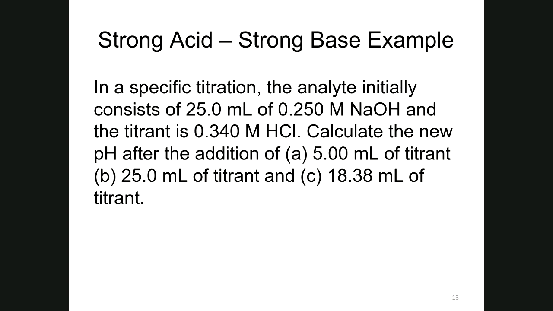So let's take a look here. In this titration, we have 25 milliliters of a sodium hydroxide solution, and our titrant is HCl. So in our burette is HCl, in our flask we have sodium hydroxide. We want to find the new pH after adding 5 milliliters, adding 25 milliliters, or adding 18.38 milliliters. So I'm going to go over to a blank screen so I have a little bit more space. And let's take a look at this.